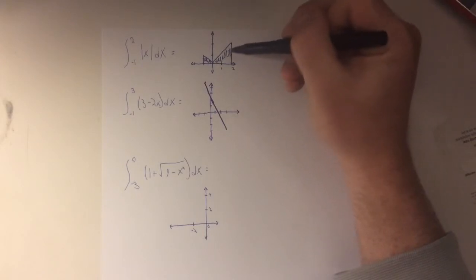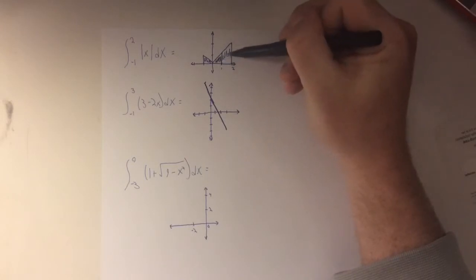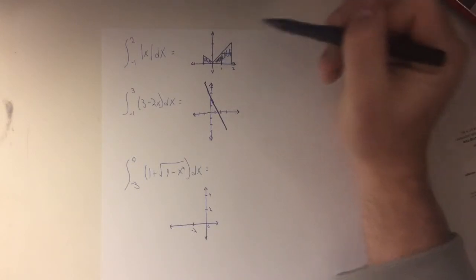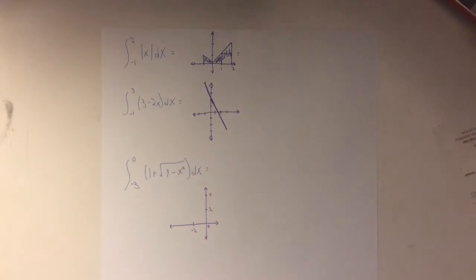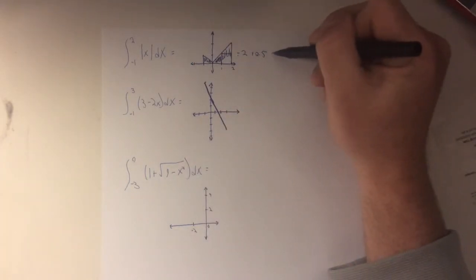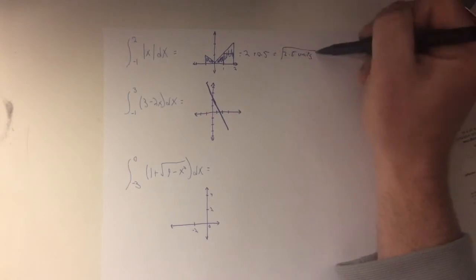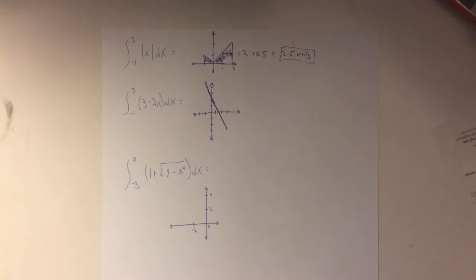plus this area, which pans out to be, so this is a half, and then this is 1.5. So that area is 2. And then this is a half, so plus 0.5, which is equal to 2.5 units. So that one's pretty easy. You just have to keep the absolute value in mind.